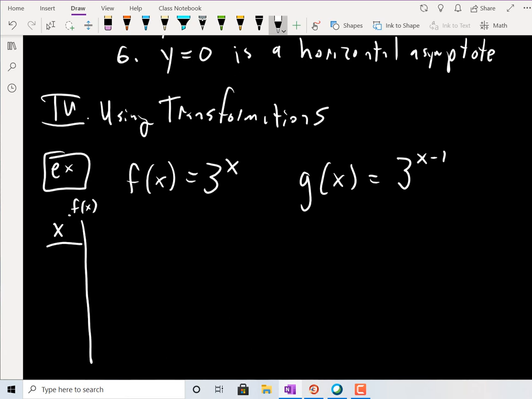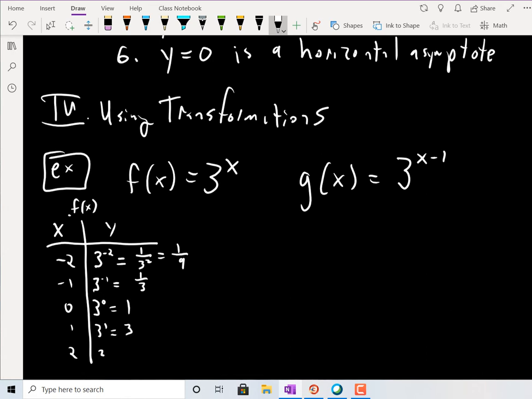Okay, so here's x, here's y, -2, -1, 0, 1, 2. So I have 3 to the -2. I can rewrite that as 1 over 3 squared, which is 1 over 9. Then I'll have 3 to the -1, same as 1 over 3 to the +1, which is 1/3. 3 to the 0 is 1. 3 to the 1 is 3. 3 squared is 9. Okay, so let's graph that first guy.